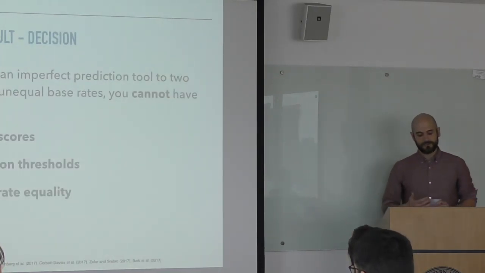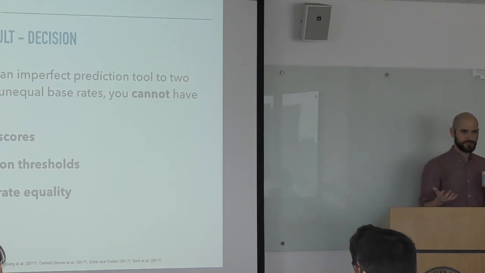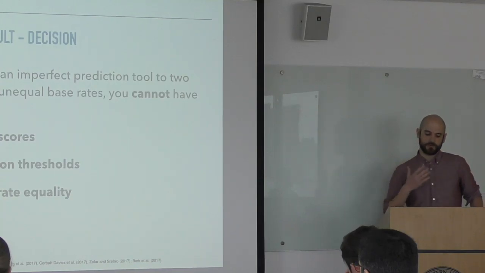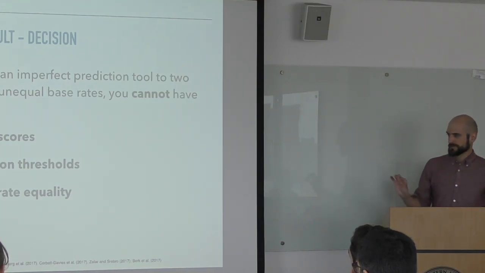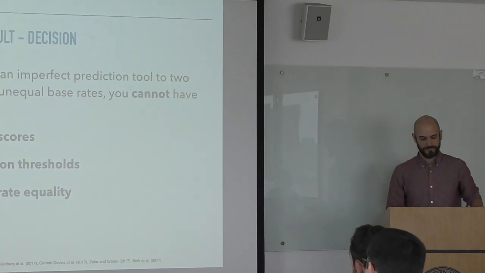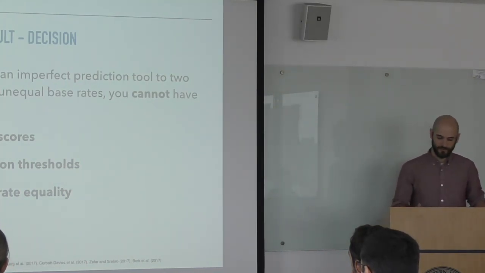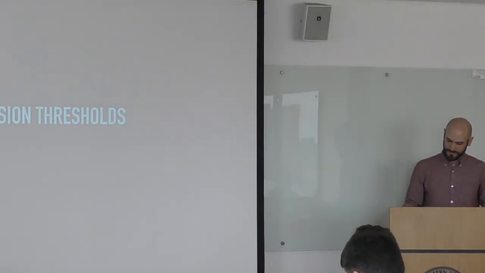So here's the impossibility result in the way that I'm going to be talking about it. You'll just have to trust me that this is an equivalent formulation. If you're applying an imperfect prediction tool to two populations with unequal base rates, you can't have calibrated scores, uniform decision thresholds, and false positive rate equality. To understand that, we need to talk a little bit about what decision thresholds are. Fortunately, we're about to do that.